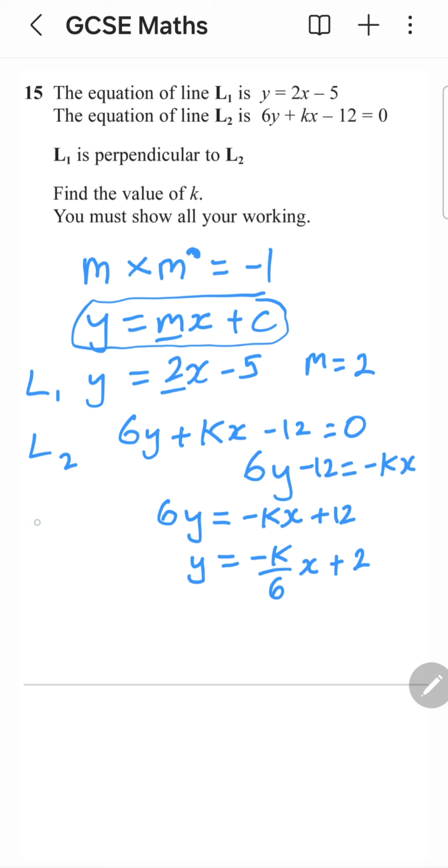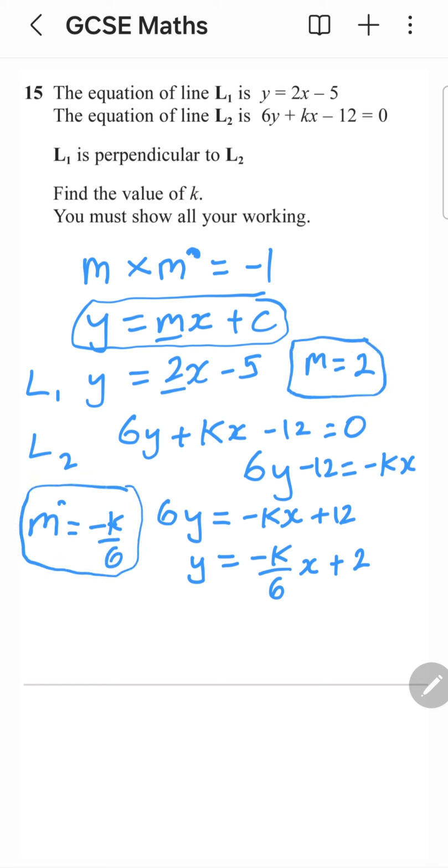Let's just write that down. So m dash, we'll call that, is minus k over 6. So that's one gradient, and the other one is over here. When you multiply these two gradients, you have to get minus 1 because they are perpendicular. So 2 multiplied by minus k over 6 equals minus 1.